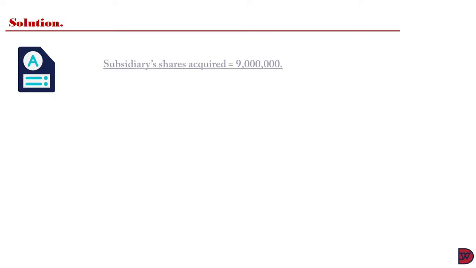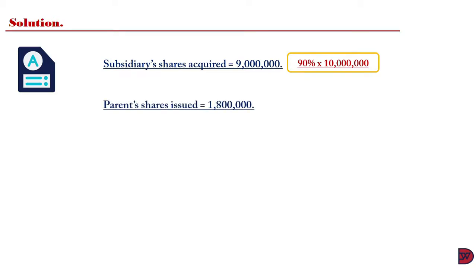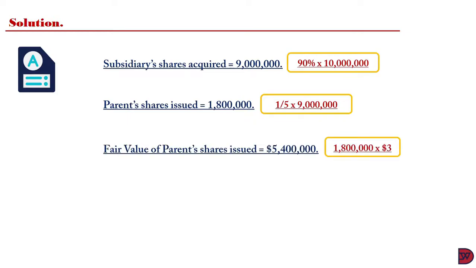By way of solution, the subsidiary's shares acquired by the parent is 9 million, which is the 90% stake of the parent by the 10 million shares of the subsidiary. Then the parent's shares issued is 1,800,000. The question said that for every 5 shares that the parent took from the subsidiary, it gives out 1. So if there are 9 million shares that the parent acquired, we have to find 1/5 of it. Once we found the number of shares that the parent issued, we have to find a value. So we multiply it by the fair value of the parent's share. It will give a total of $5,400,000.